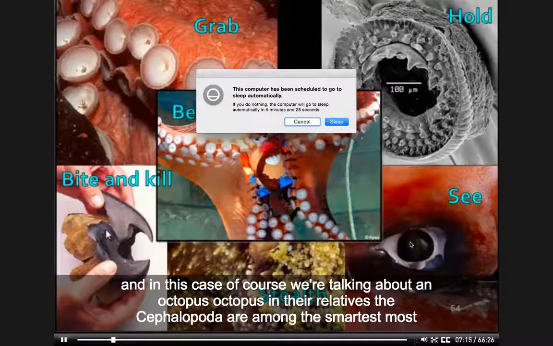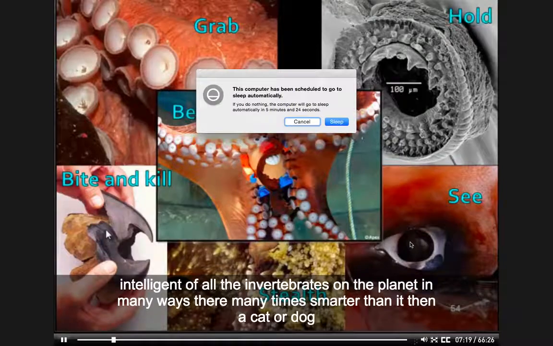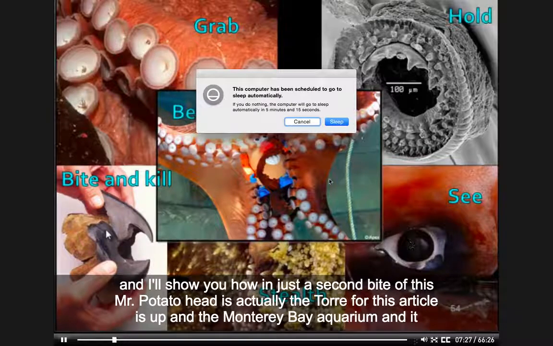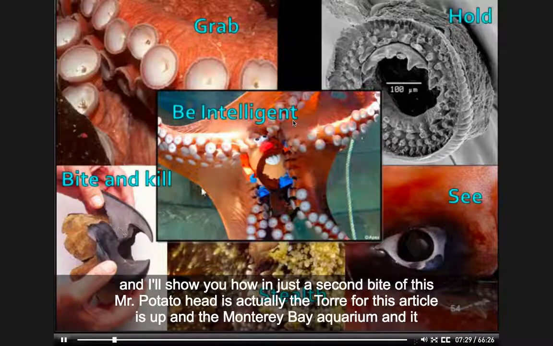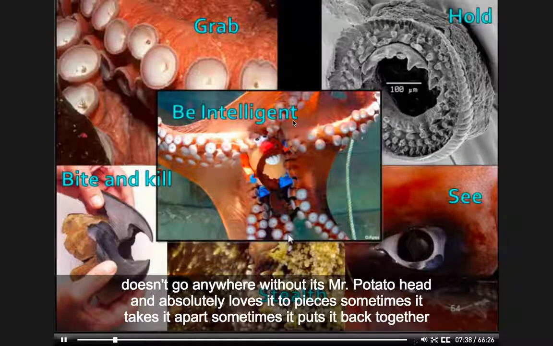Octopus and their relatives, the cephalopods, are among the smartest, most intelligent of all the invertebrates on the planet. In many ways, they are many times smarter than a cat or a dog. And I'll show you how in just a second. But this Mr. Potato Head is actually the toy for this octopus up in the Monterey Bay Aquarium. And it doesn't go anywhere without its Mr. Potato Head. It absolutely loves it to pieces. Sometimes it takes it apart, sometimes it puts it back together.